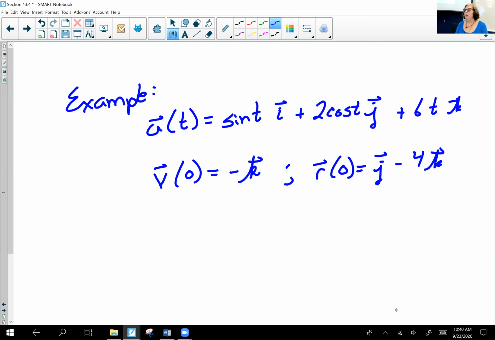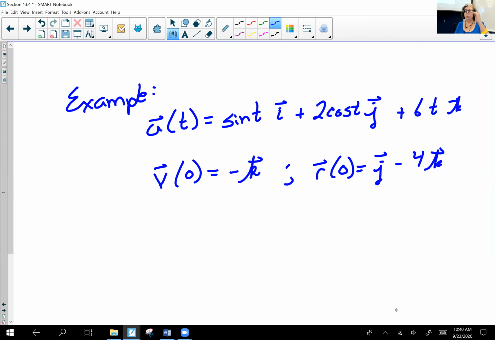Now, let me know in the chat, I've got the chat open. Are we still writing this down? We good, Hannah? Okay, if we're going from position vector to velocity vector to acceleration vector, tell me in the chat, what do we take? We take the what? Good.